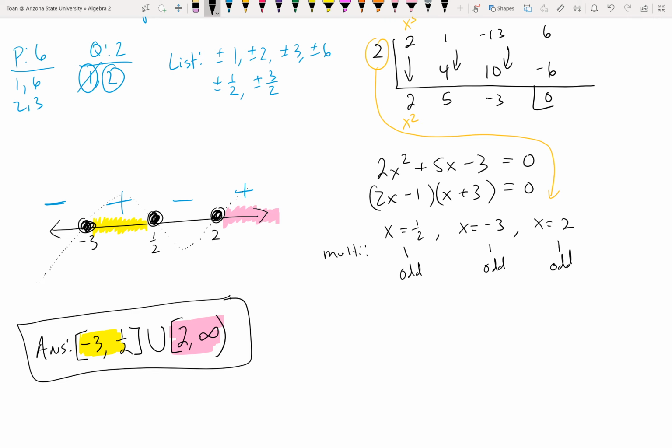So this section 5.9 is a culmination of everything we've learned in the entire unit, putting it all together to do one task, solving polynomial inequalities. Give it a try. Good luck.